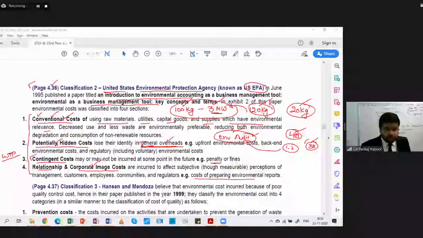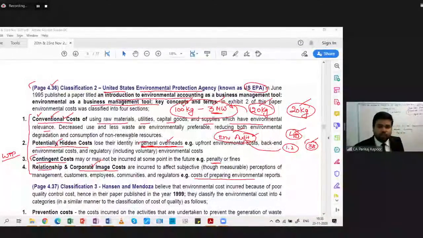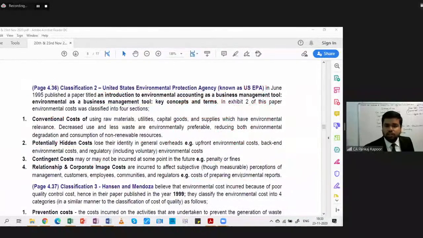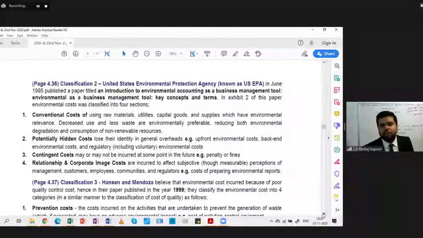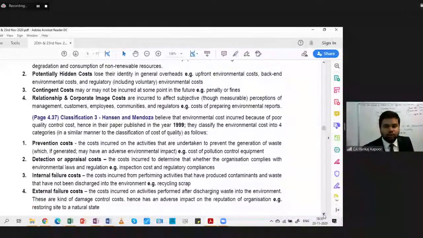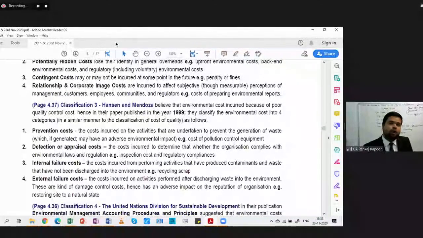Don't worry, further discussion related to this will come again in the form of environment driven cost. We'll discuss there as well. So I believe that the classification according to the United States EPA body is clear to you. Now we are moving further and going to learn the classification according to Hansen and Mendoza. This is given on page number 4.37 of your study material in the form of a box.